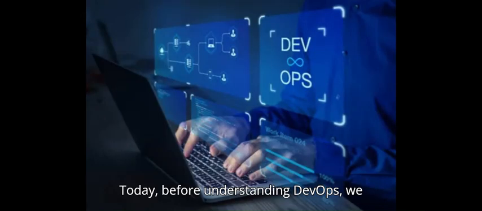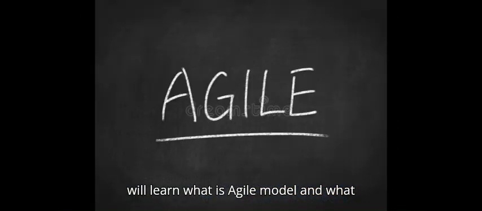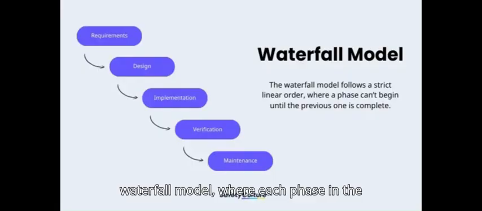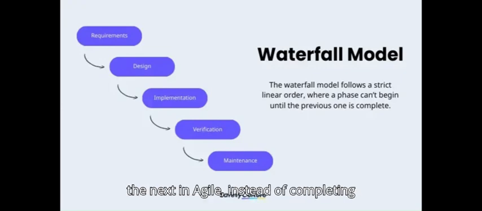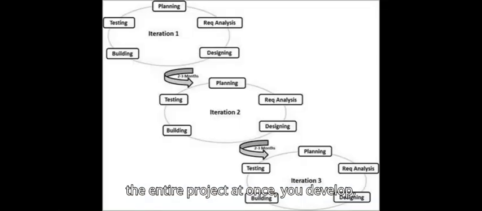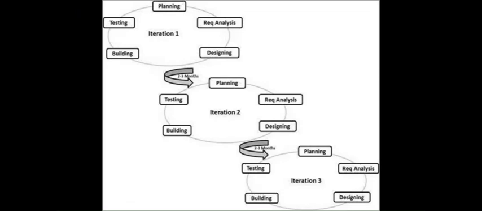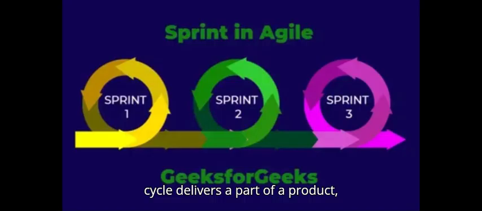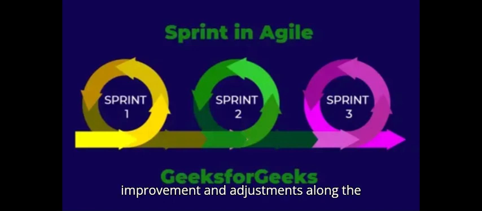Today, before understanding DevOps, we will learn what is the Agile model and what are the major flaws in it. Unlike the waterfall model, where each phase in the SDLC will be completed before moving to the next, in Agile, instead of completing the entire project at once, you develop, test, and deliver a part of a product in small cycles called sprints. As each cycle delivers a part of a product, it allows for continuous feedback, improvement, and adjustments along the way.